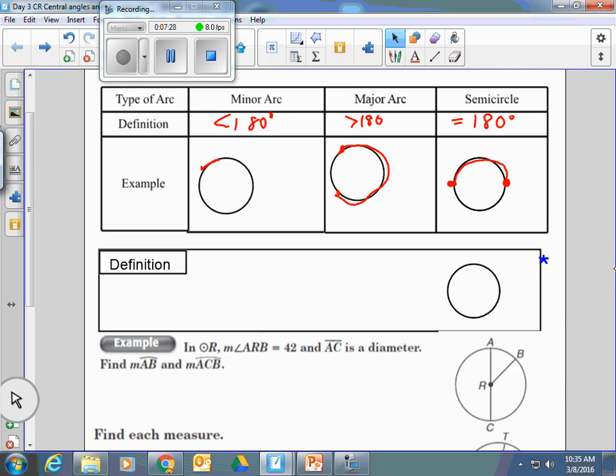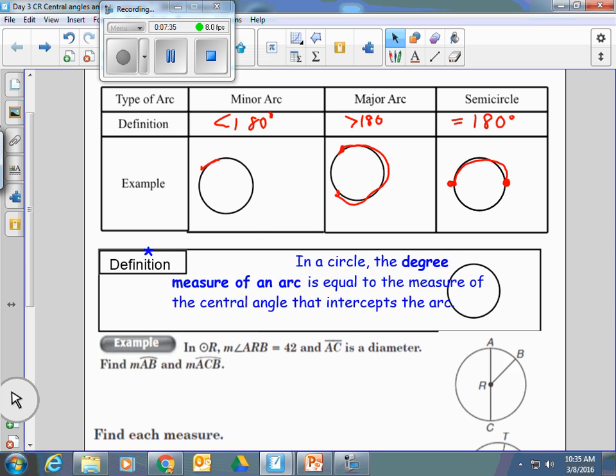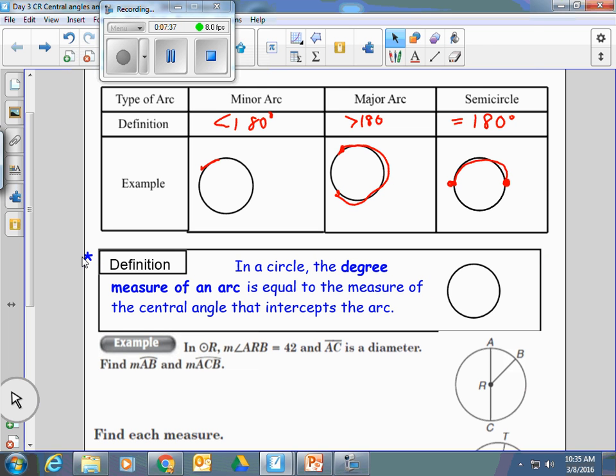And then this definition right here, I'm going to let you copy for a second. This definition is just what we talked about yesterday. In a circle, the degree measure of an arc is equal to the measure of its central angle that intercepts the arc. That's just what we did on those yellow circles yesterday.